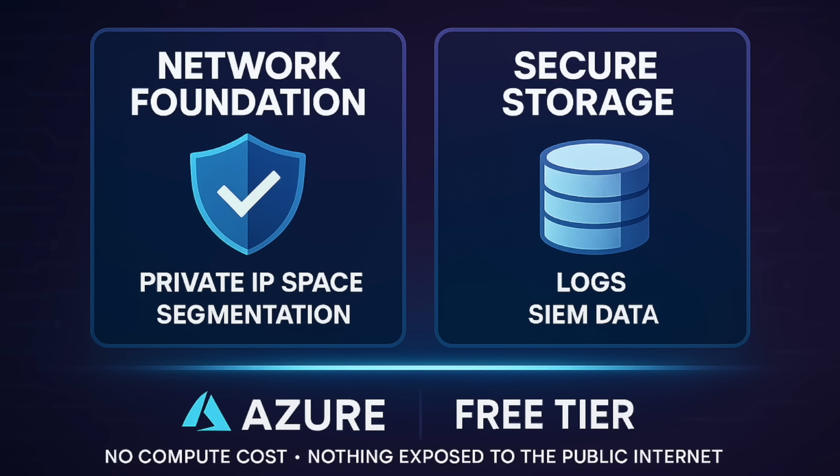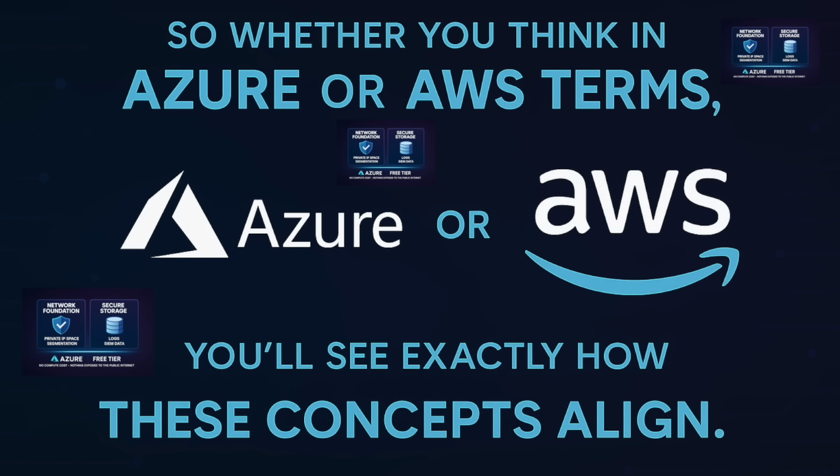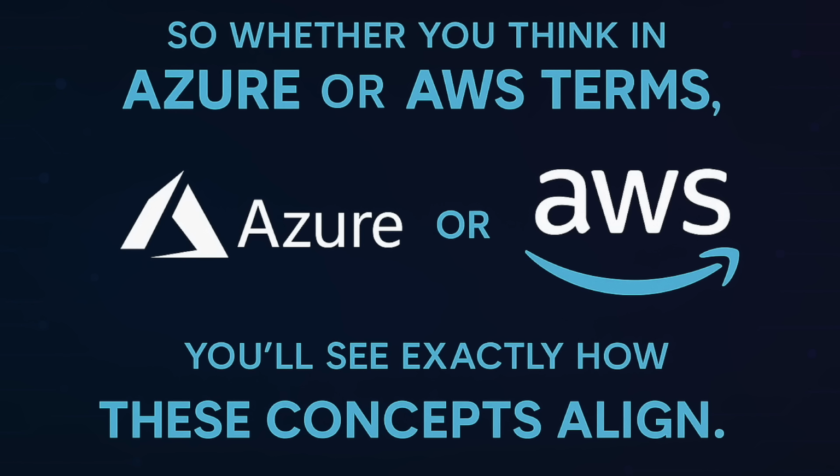We'll stand up two key components: a network foundation that defines our private IP space and segmentation, and a secure cloud storage layer that can later feed logs or SIEM data, all within Azure's free tier with no compute cost and nothing exposed to the public internet. And to make it more relatable, I'll also point out AWS equivalents along the way. So whether you think in Azure or AWS terms, you see exactly how these concepts align.